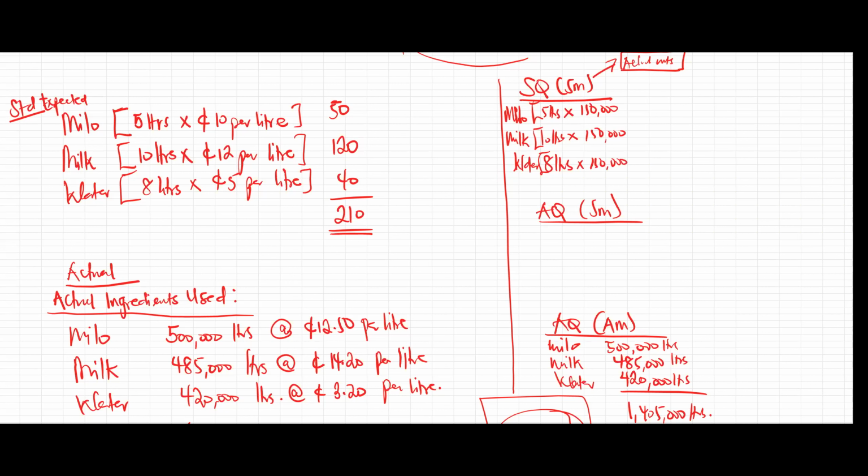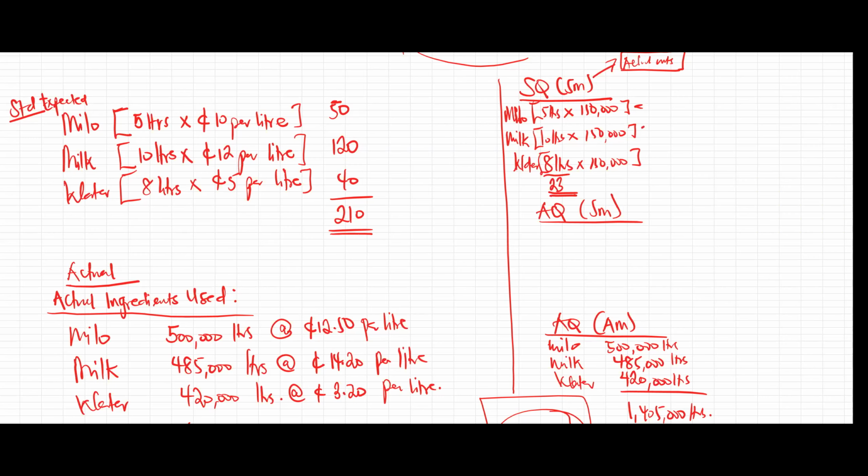So if you multiply, you are now coming to get the standard quantity at the standard mix, because getting the standard mix means that here, I'll test it and you will see. It is 5:10:8. That will give us what? 5 plus 10 plus 8. 23. Okay, we'll test it and we'll see.